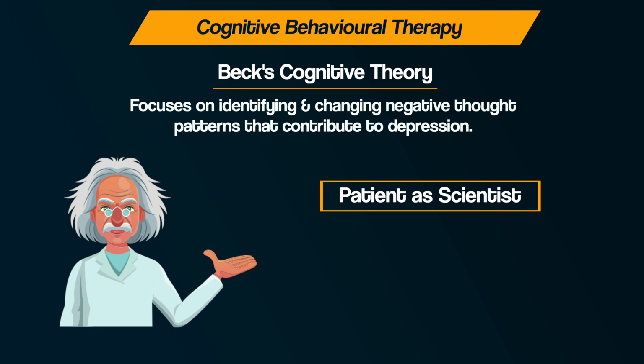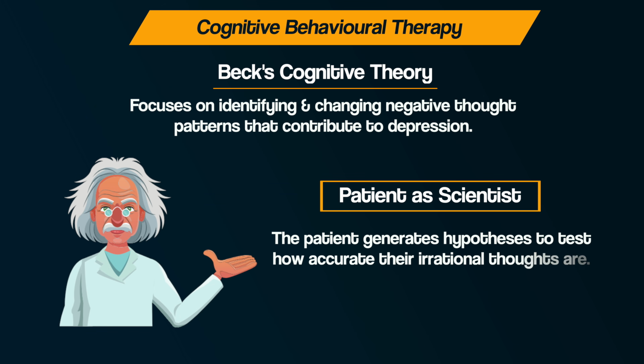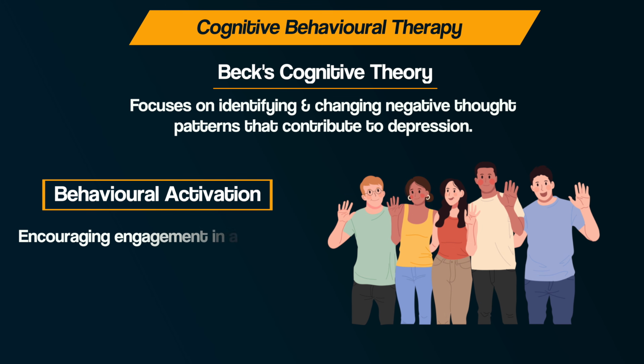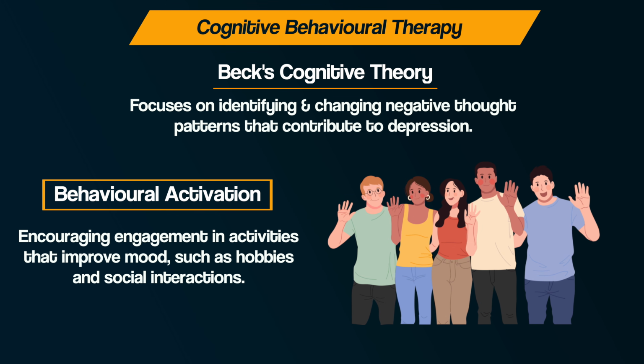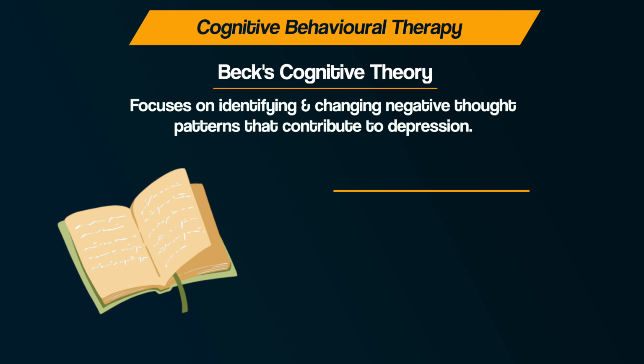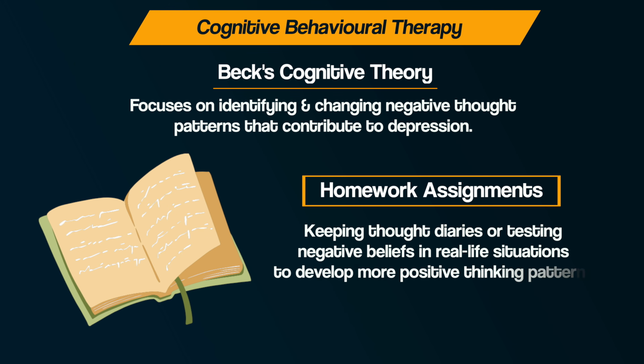Patient as scientist. The patient generates hypotheses to test how accurate their irrational thoughts are. Did what they think would happen, happen? Evidence is presented for and against their different irrational thoughts. Behavioral activation, encouraging engagement in activities that improve mood, such as hobbies and social interactions. Homework assignments, keeping thought diaries or testing negative beliefs in real-life situations to develop more positive thinking patterns.